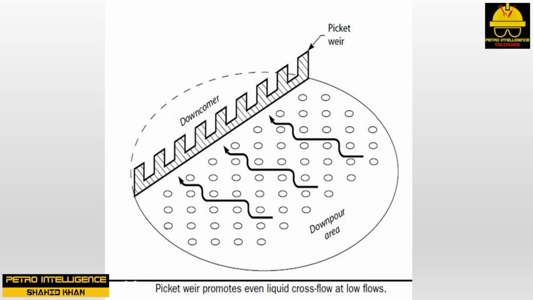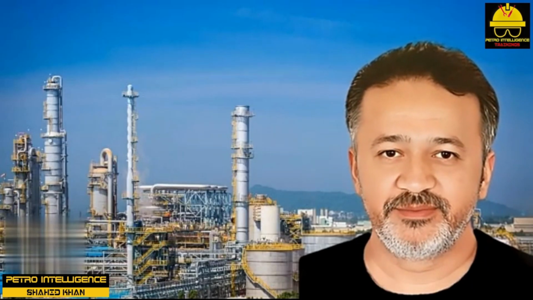To achieve a reasonable crest height above the outlet weir, a weir loading of at least 2 GPM per inch of weir length is needed. When liquid flows are small, the tray designer employs a picket weir, as shown in this picture.